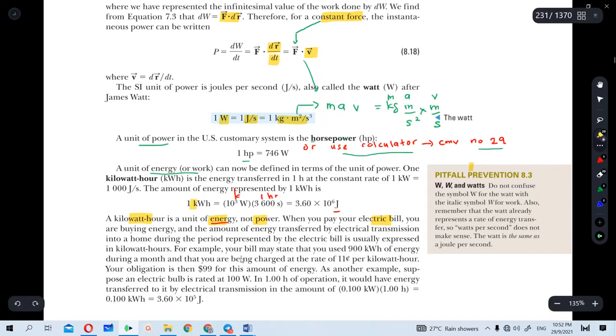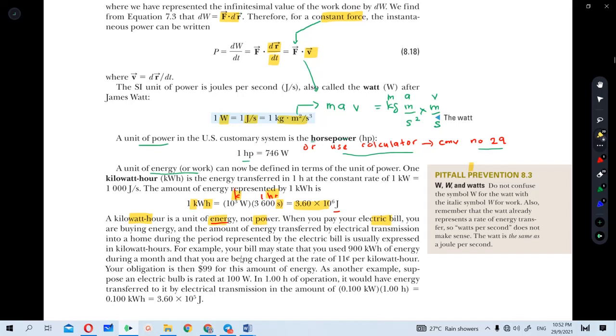Look at the K. K is a prefix representing 10 to the power of 3. Watts is just watts. How about hour? 1 hour is equivalent to 3,600 seconds. So 3,600 seconds times 10 to the power of 3, you arrive with this value. So in short, 1 kilowatt hour is equivalent to this value.